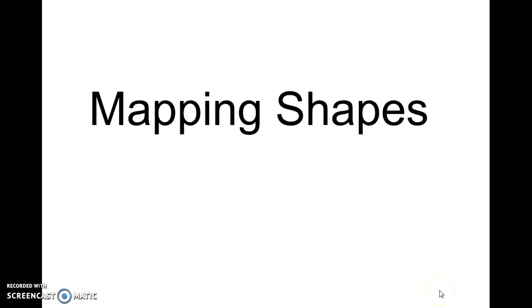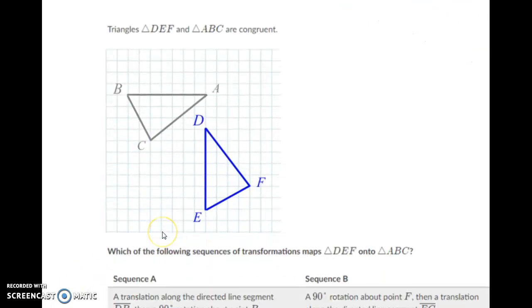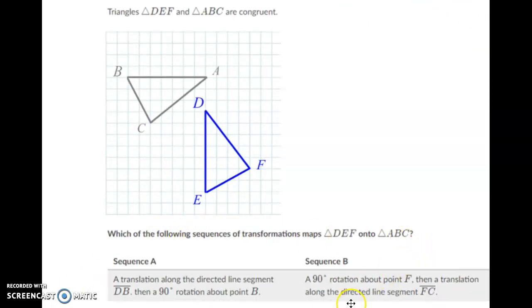This lesson with Khan Academy is about mapping shapes: how to tell if a shape is congruent if it goes through a series of transformations. So let's take a look at the first problem that they give you on the Khan Academy lesson.